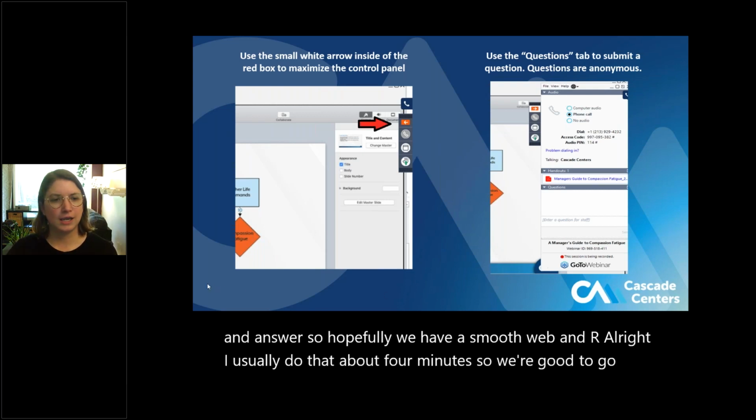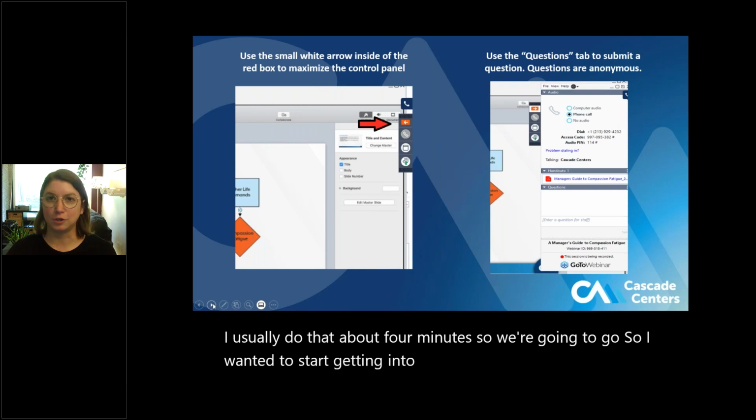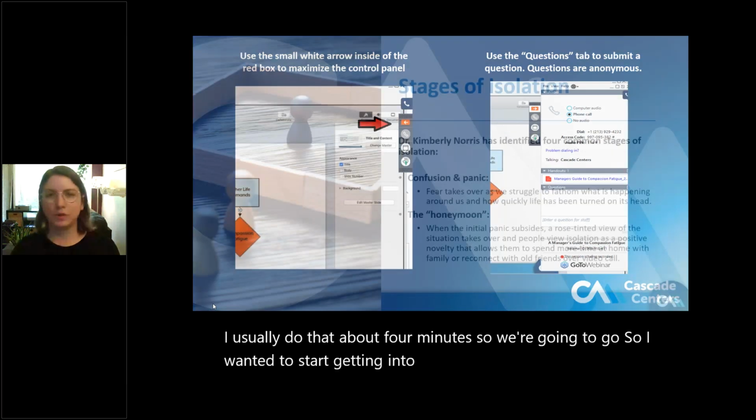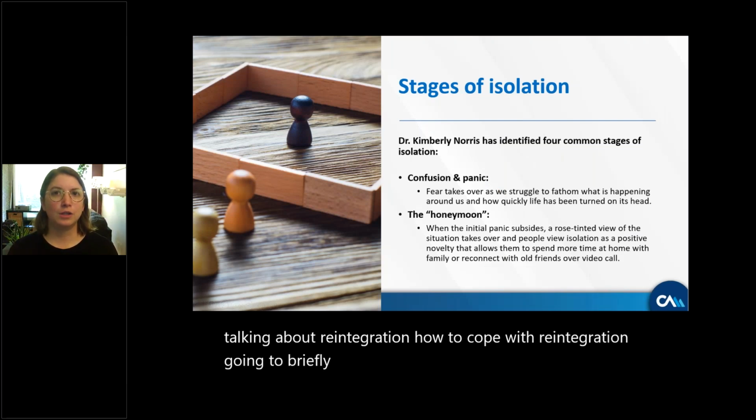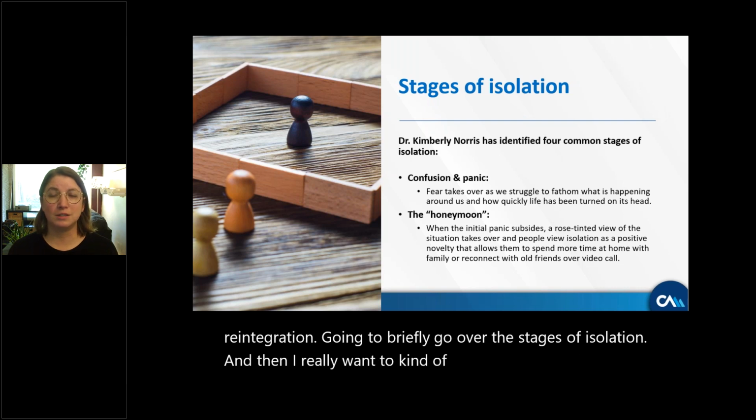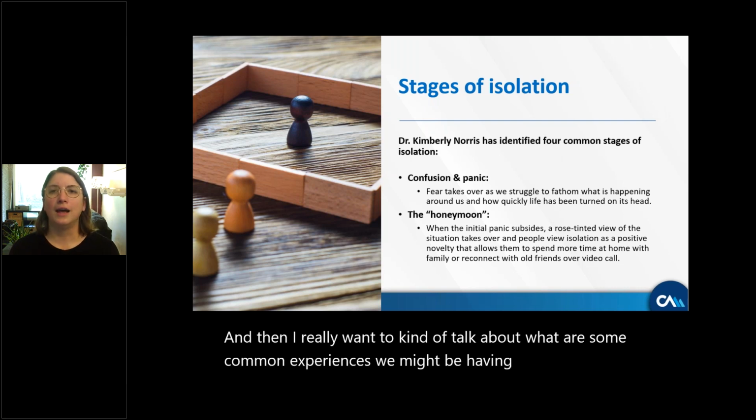So I want to start getting into today's actual topic. We're talking about reintegration, how to cope with reintegration. I'm going to briefly go over the stages of isolation, and then I really want to talk about what some common experiences we might be having right now are. And then, of course, what are some things we can do?